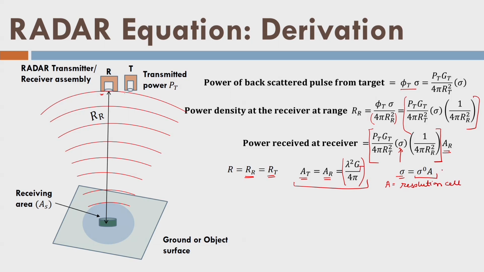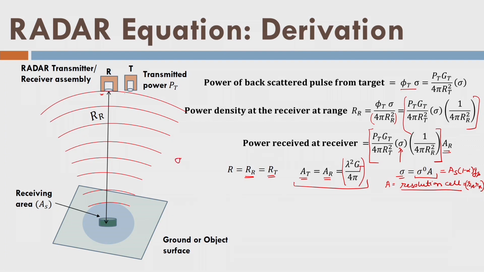Remember, we have defined sigma equal to AS into 1 minus alpha GS. Now, let us define a factor sigma 0 such that sigma is equal to sigma 0 times A, and A is the resolution cell, which is equal to RA into RR. What is the reason for defining sigma?